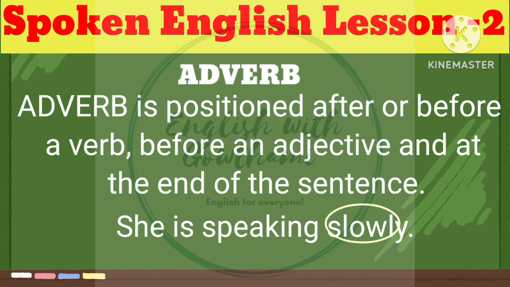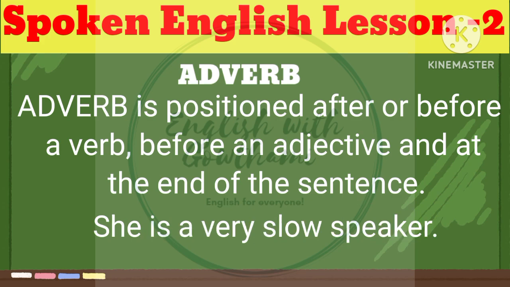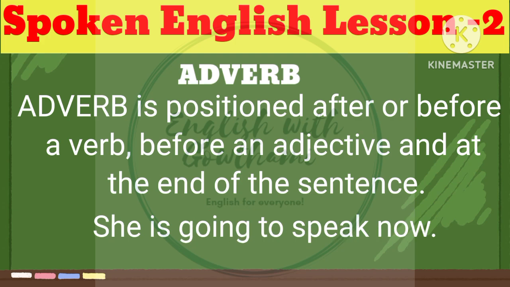See one more example. She is a very slow speaker. In this case, very is the adverb. Here, slow is the adjective. Okay, so adverb is placed in front of the adjective. Another example, she is going to speak now. Now here is the adverb. Okay, it tells about the time. It is just an overview, so that you would get an idea where to place noun, pronoun, adjective, verb, and adverb.